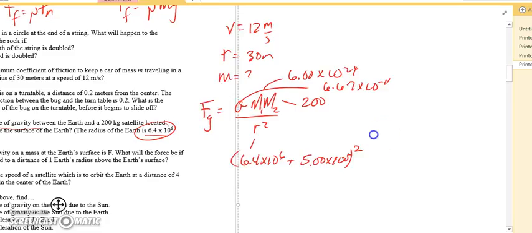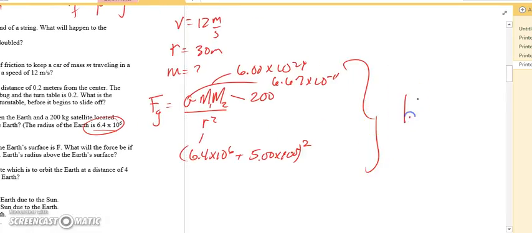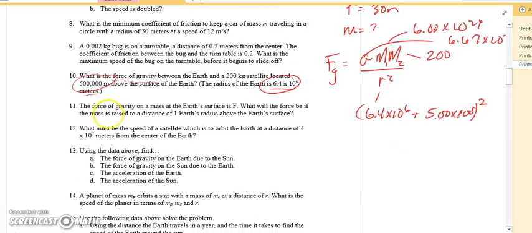And if you do all this math out, you should get something like 1.16 times 10 to the 10th, and that is newtons.